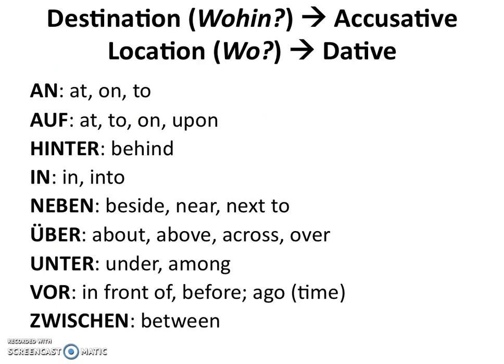In conclusion, remember that two-way prepositions will take either the accusative or the dative case, depending on whether you are indicating destination or location. The two-way prepositions are an, auf, hinter, in, neben, über, unter, vor, and zwischen.